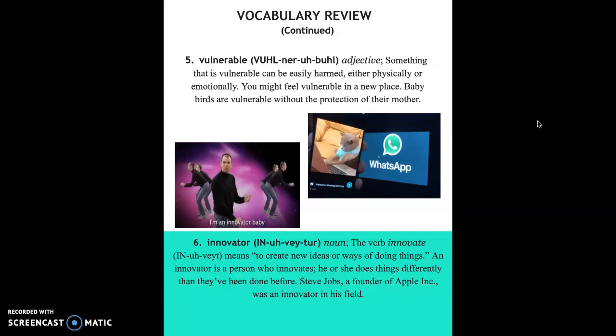The last word, number 6, we have Steve Jobs versus our famous PC versus Mac battle. Okay, so innovator, noun. The verb innovate means to create new ideas or ways of doing things. An innovator is a person who innovates. He or she does things differently than they've done before. Steve Jobs, the founder of Apple Incorporated, was an innovator in his field. Okay, so there are the 6 words or vocabulary for the story.